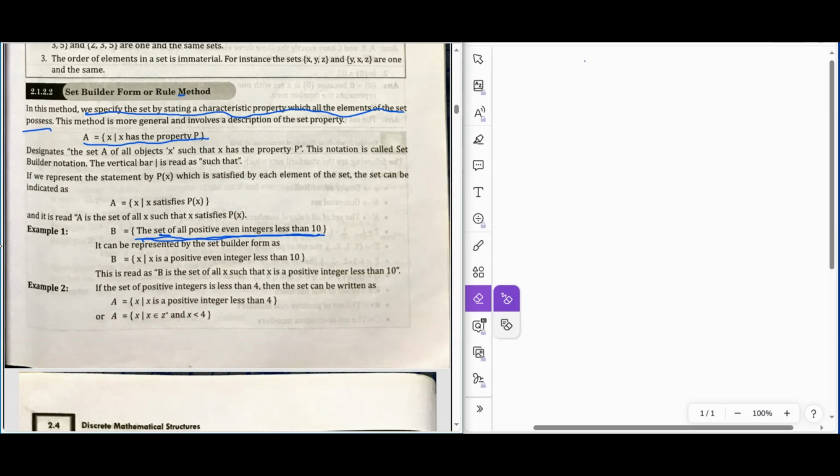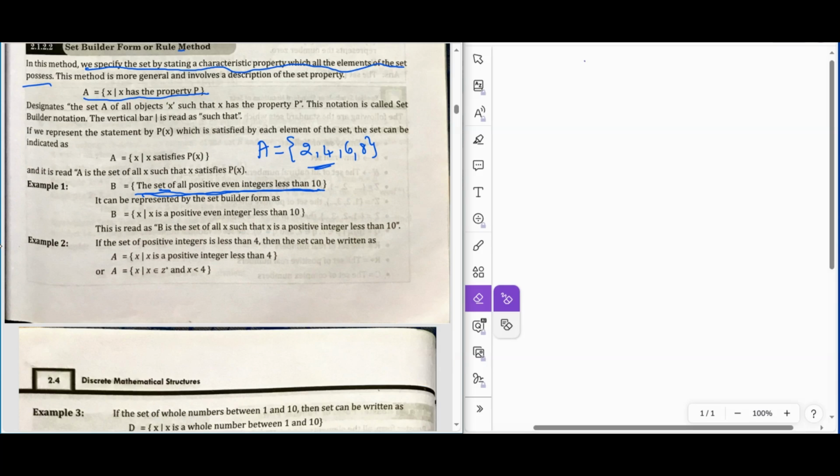We write it in the form of a sentence, and the same sentence can be converted into roster form. The set of all positive even numbers less than 10 means it is {2, 4, 6, 8}. So this is roster form, and the same thing written in the form of a sentence is called set builder form.